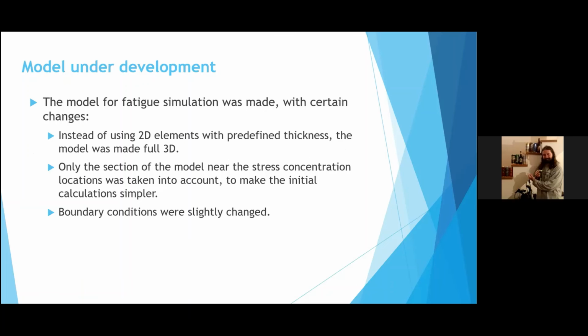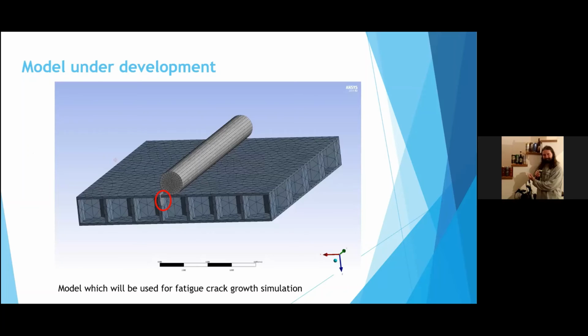The boundary conditions were also changed, and here you can see the model as it currently looks. You can clearly see that it is three-dimensional now, and you can also see where the fatigue crack is placed. This is one of the two critical locations. The boundary conditions this time will involve only the bottom edges being fixed to see if that will make any significant difference.